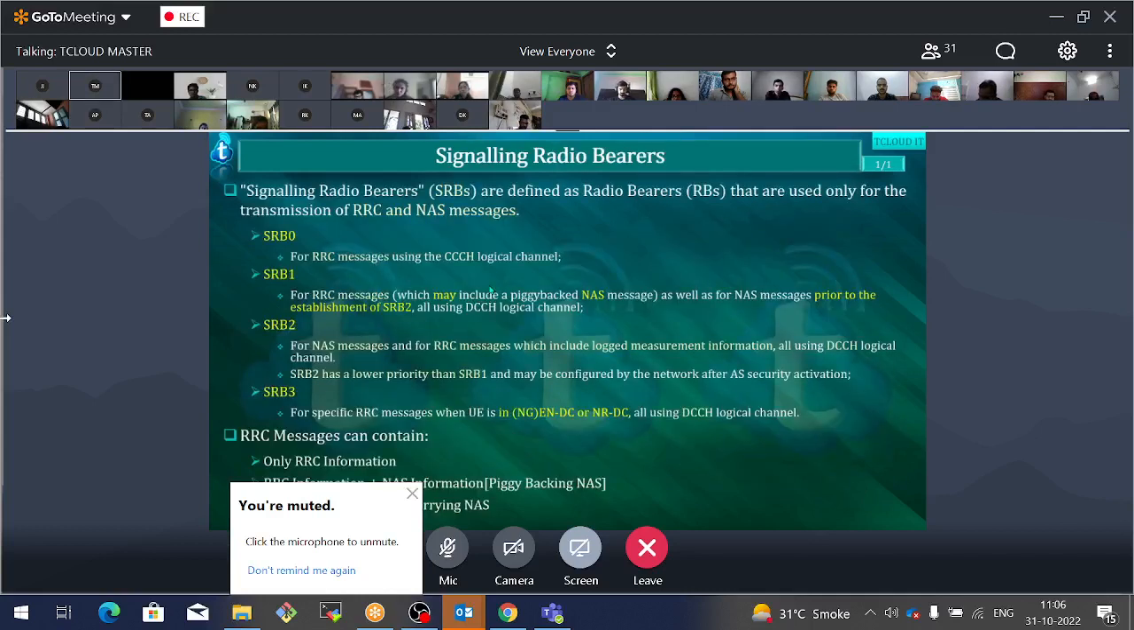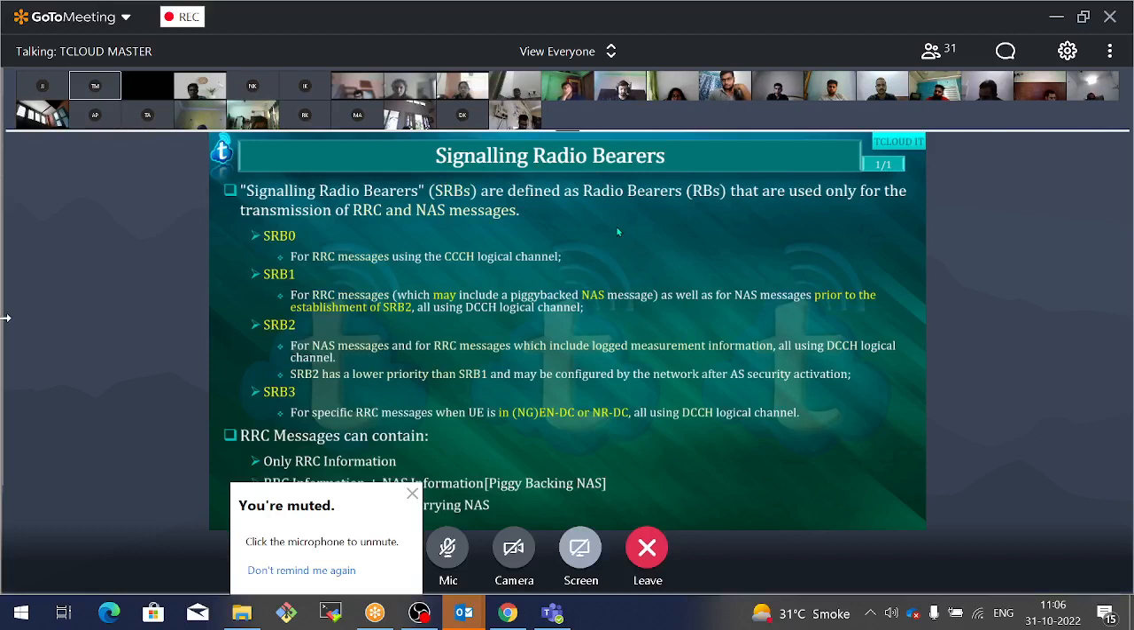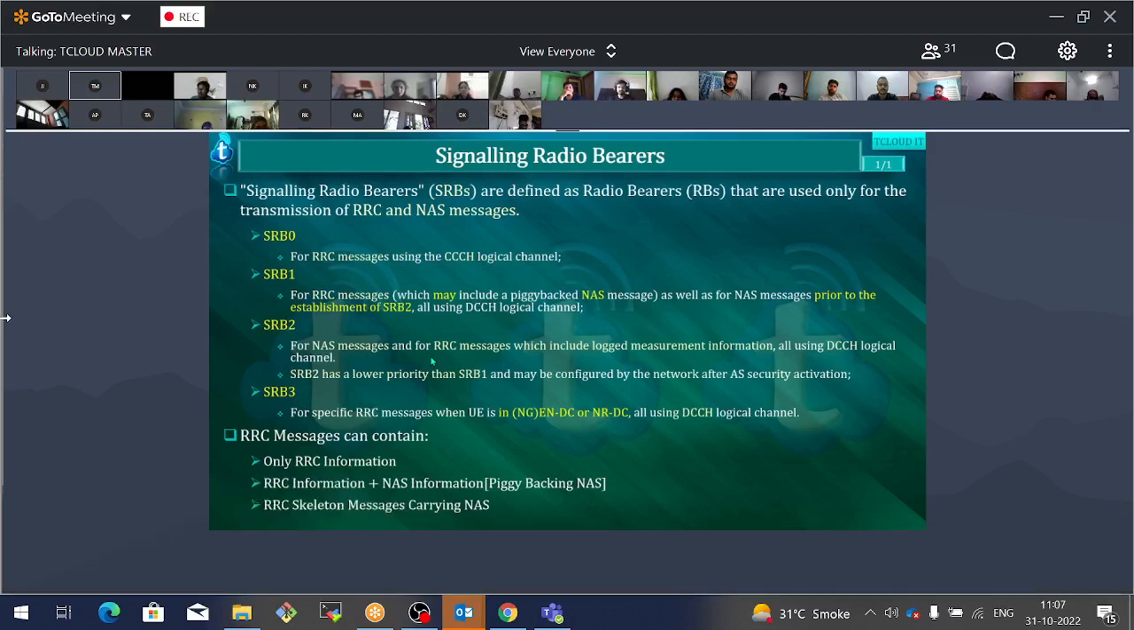Now, the last part before we go to our procedures: signaling radio bearers. We have a total of 4 SRBs. SRB 0 is used before RRC connection on the CCCH logical channel. SRB 1 and 2 are used after RRC connection on the DCCH logical channel. We already learned that part.